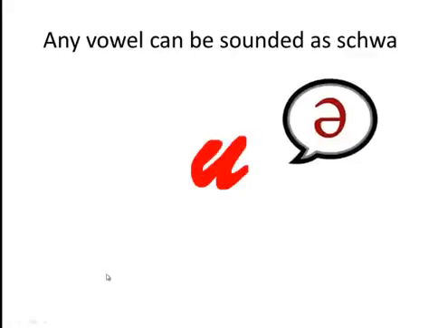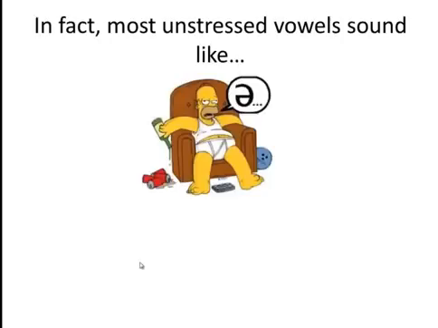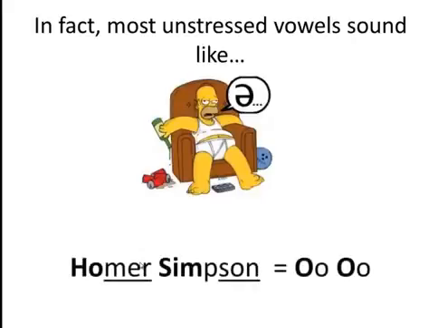U, I struggled a little bit more with U, but picture, neighbour, this isn't strictly speaking just U, of course it's OU. But I think the point that I'm trying to make here is that most unstressed vowels sound like schwa. If you look at any polysyllabic word, you'll find a schwa sound. It's not the rule that every unstressed vowel sounds like this. There are exceptions, but generally speaking, this is true.